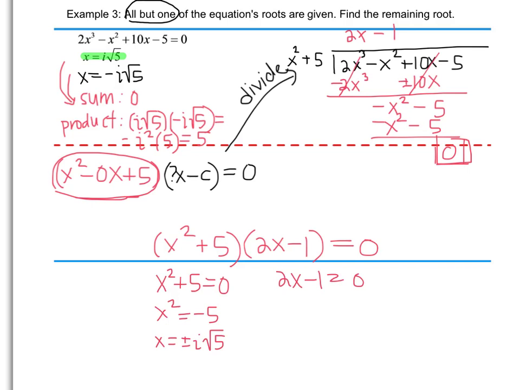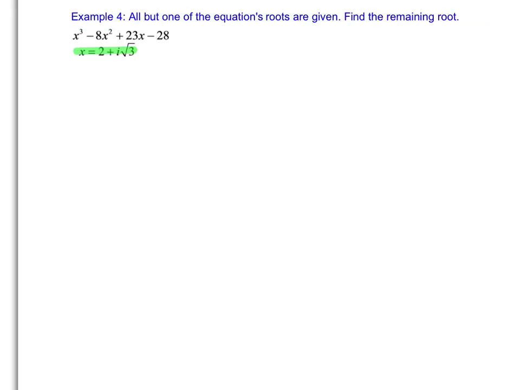But we did all this work so that we could add 1 to both sides, divide by 2, that other remaining root. That's what this question was saying. Find the remaining root. The remaining root is 1/2.